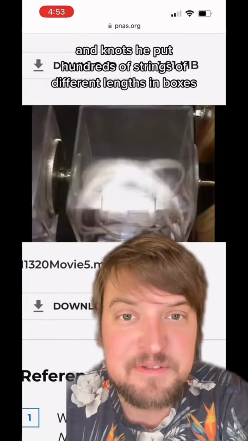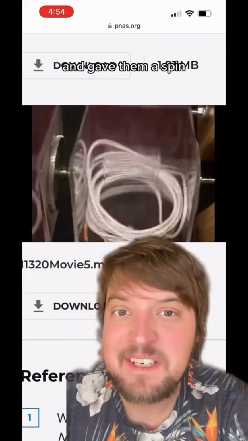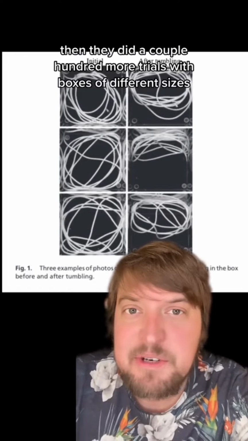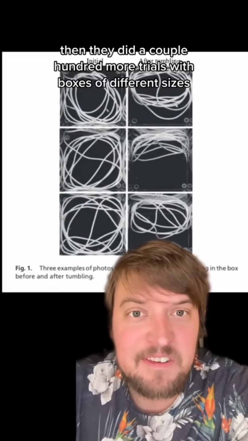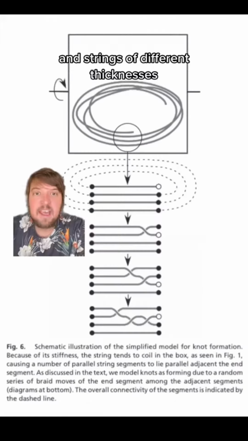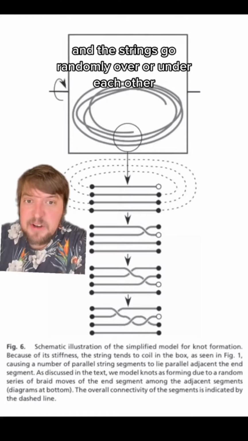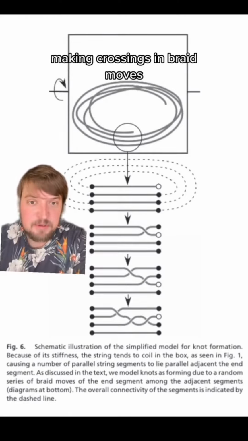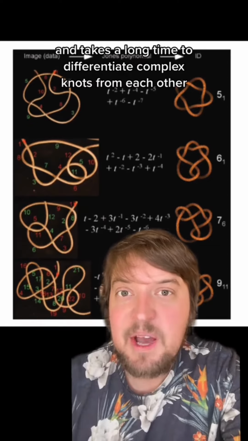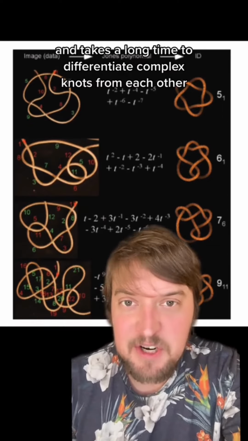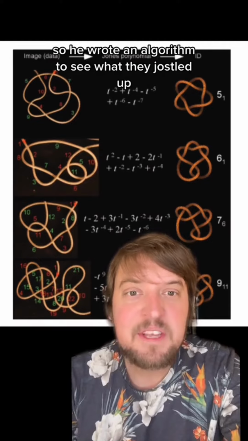He put hundreds of strings of different lengths in boxes and gave them a spin. Then they did a couple hundred more trials with boxes of different sizes and strings of different thicknesses. And they developed a simplified model of knot formation using braid terminology. And the strings go randomly over or under each other, making crossings in braid moves. It's super hard and takes a long time to differentiate complex knots from each other, so he wrote an algorithm to see what they jostled up.